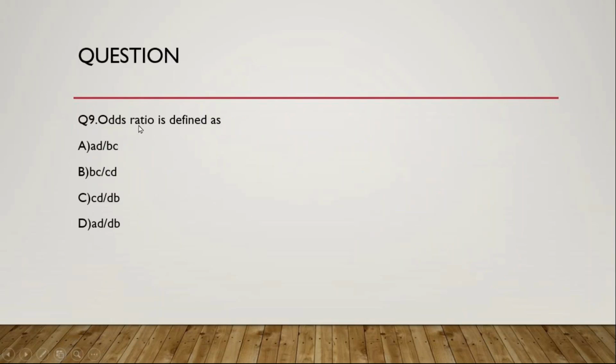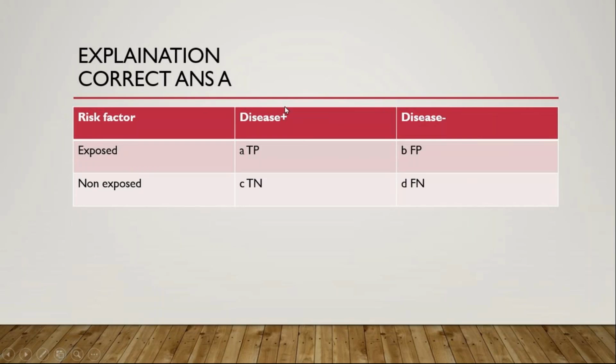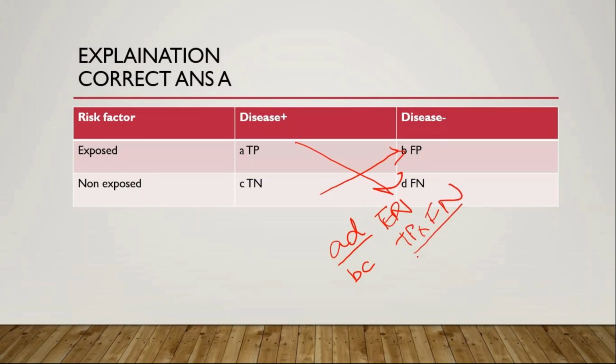Odds ratio question number 9. Odds ratio is defined as option A, AD upon BC; option B, BC upon CD; option C, CD upon DB; and option D, AD upon DB. So what is the correct option? Option A, AD upon BC. Yes. Make the 2 by 2 table like this and crisscross. So it is AD upon BC, that is true positive into true negative, and false positive into false negative.